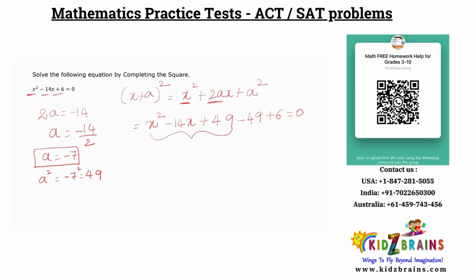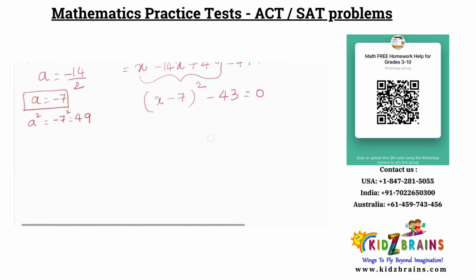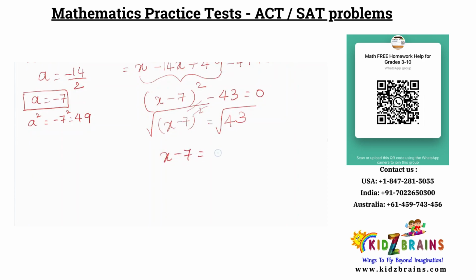So we'll group this set, the x square minus 14x plus 49. So this is nothing but our x minus 7 whole square, and minus 49 plus 6 is equal to minus 43. So now I'll get x minus 7 whole square is equal to 43. So now I want to find the value of x. So I'm going to apply square root on both the sides. So the square and square root get cancelled. So this is x minus 7 is equal to plus or minus root of 43. So now x is equal to, we'll take 7 to the other side, it is 7 plus or minus root of 43.